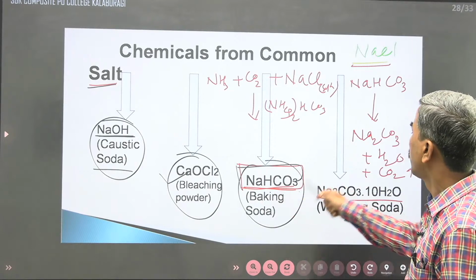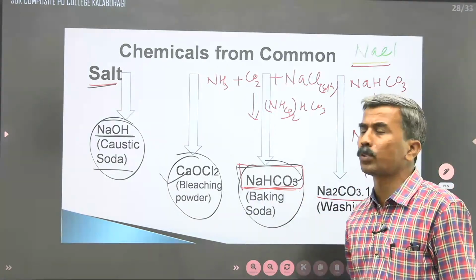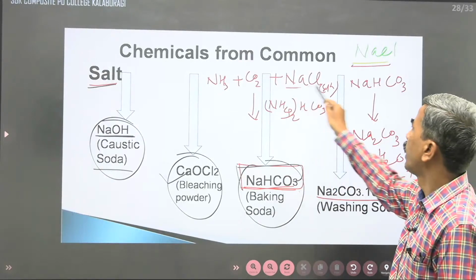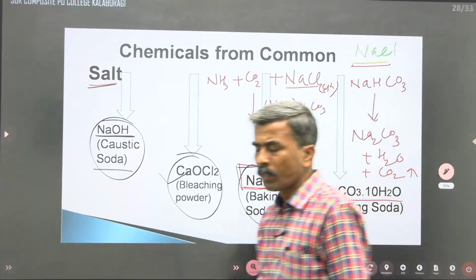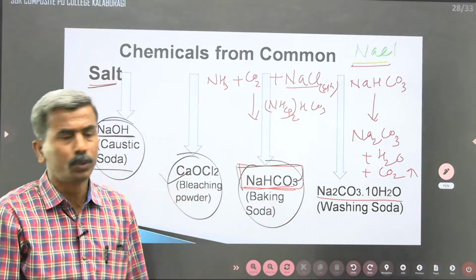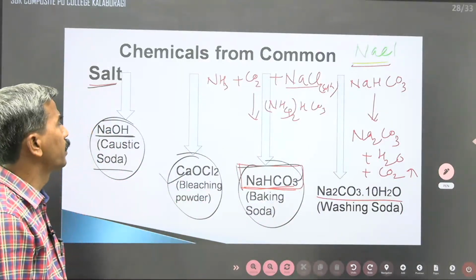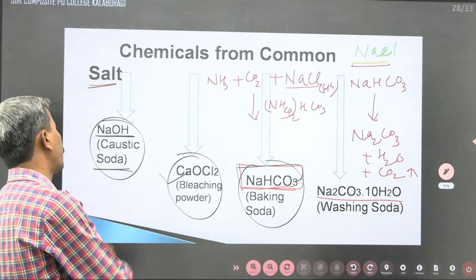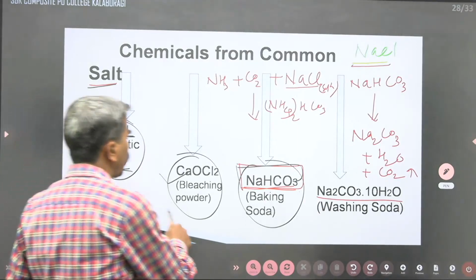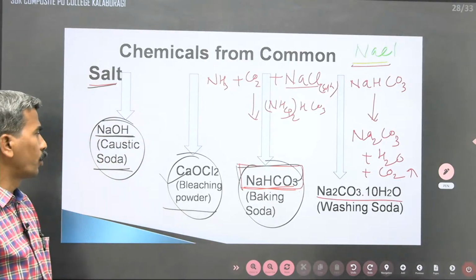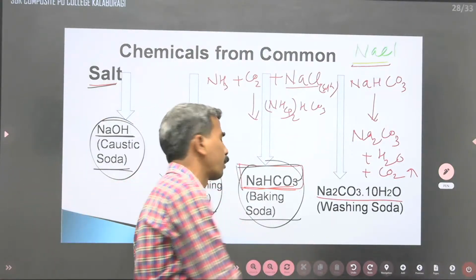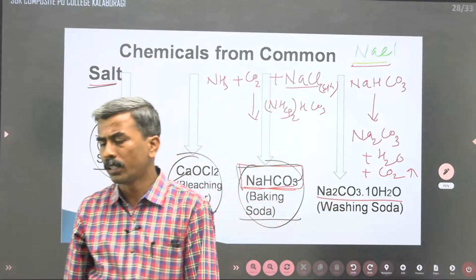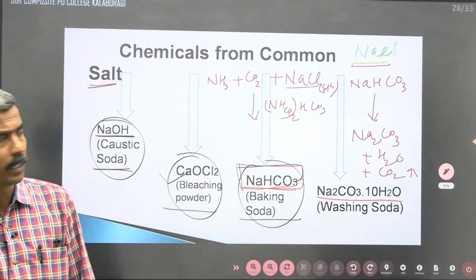But these two, that is washing soda and baking soda, can be obtained from sodium chloride. That is the explanation I have given. Along with that, a few applications, that is the uses. Sodium hydroxide is called caustic soda, calcium oxychloride is called bleaching powder, sodium bicarbonate we are going to call baking soda, and sodium carbonate we are going to call washing soda. They have got applications.